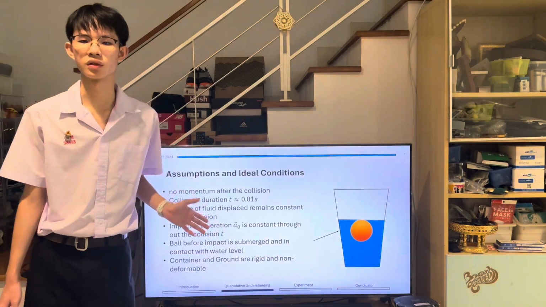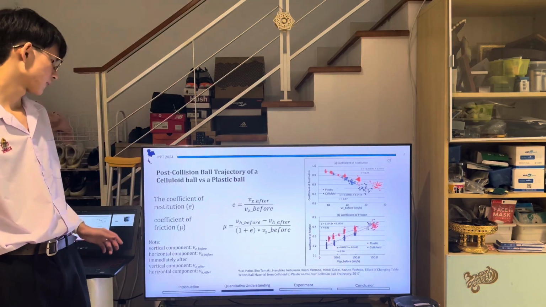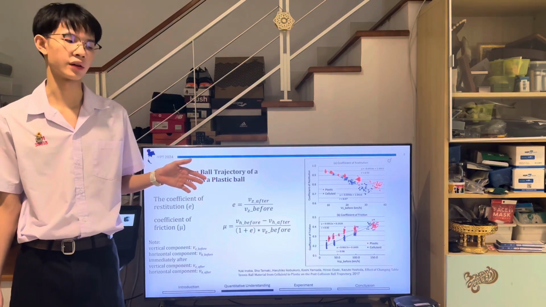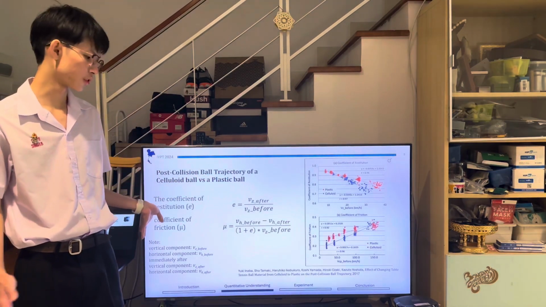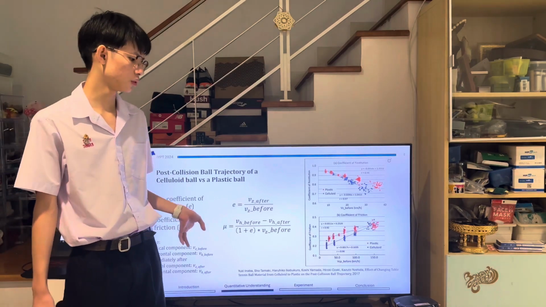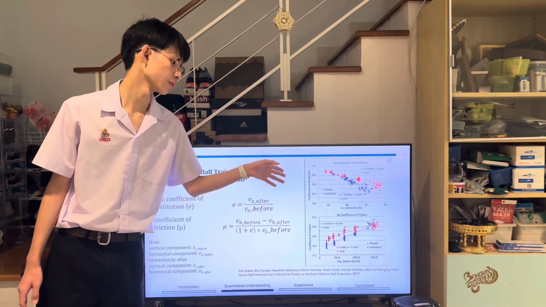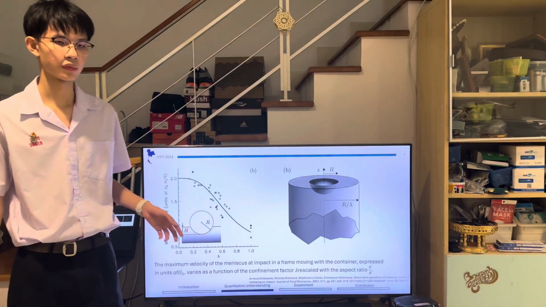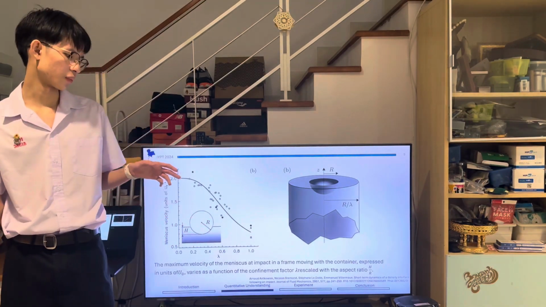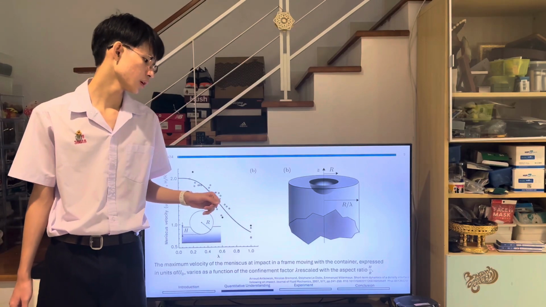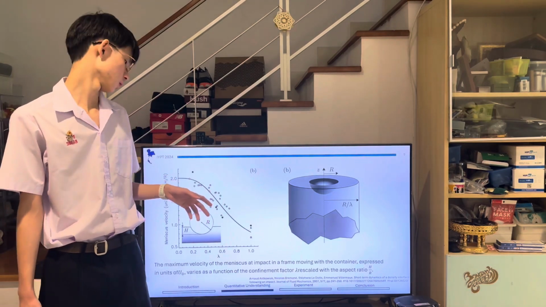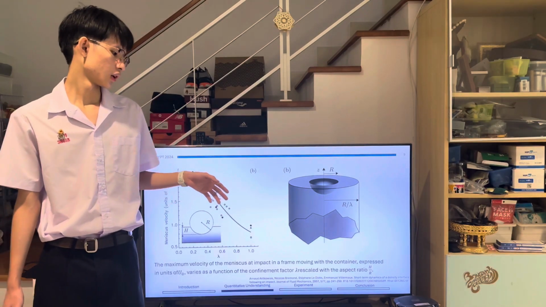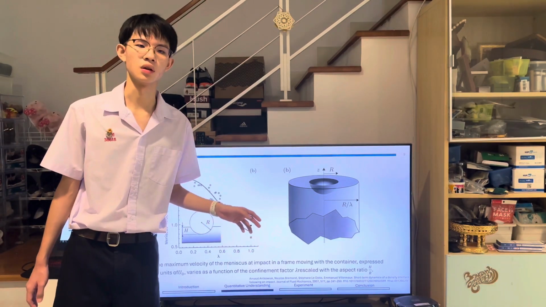Assumptions and ideal conditions are here, and comparing celluloid versus a plastic ball at the coefficient of friction, or mu, using the research paper we can find this graph. The maximum velocity of a meniscus at impact with the container moving can be expressed as u0. The function confinement factor lambda can be rescaled with the aspect ratio of h over r.